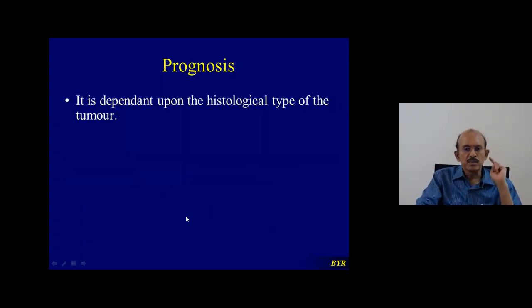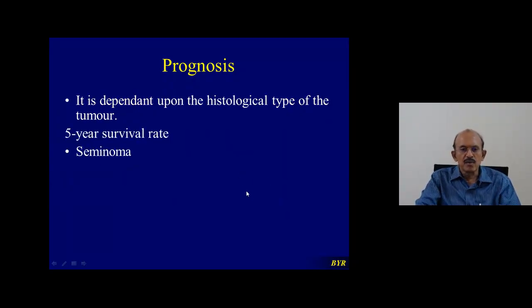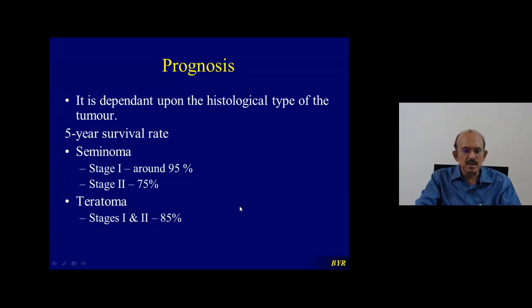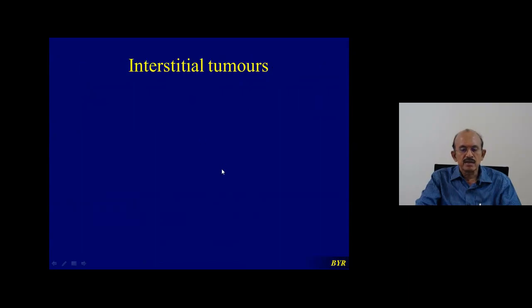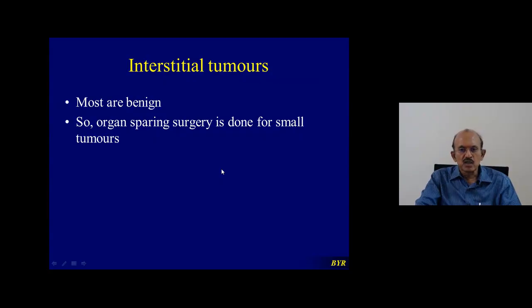Prognosis is dependent upon the histological type of the tumor. The 5-year survival rate for seminoma is around 95% in stage 1 and 75% in stage 2. For teratoma, it is 85% in stage 1 and 2, and 60% in stage 3 and 4. Testicular tumors of childhood: malignant anaplastic teratomas occur before 3 years. Interstitial tumors are mostly benign, so organ sparing surgery is done for all small tumors. For larger tumors, you have to do orchidectomy.